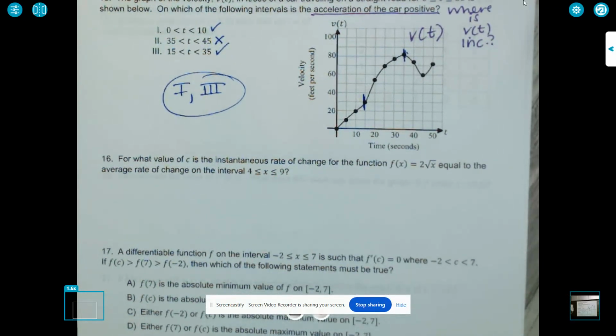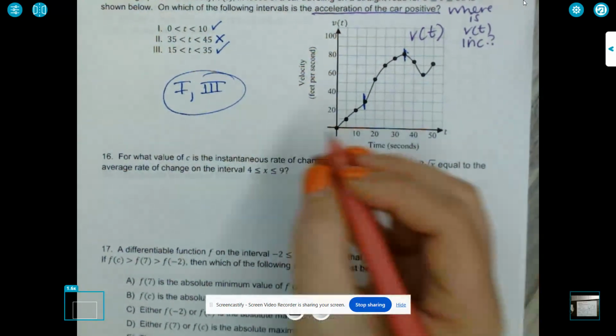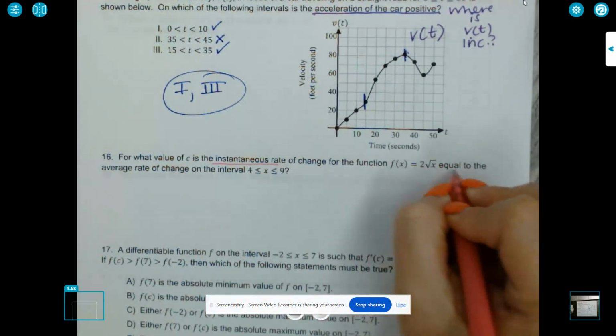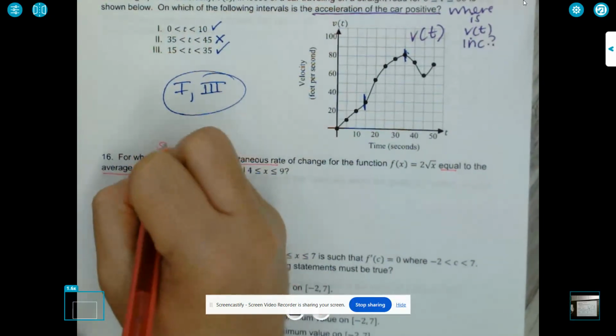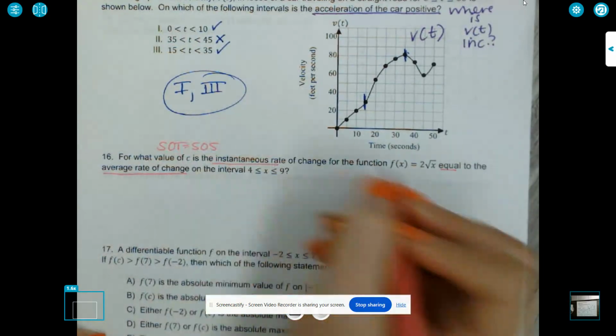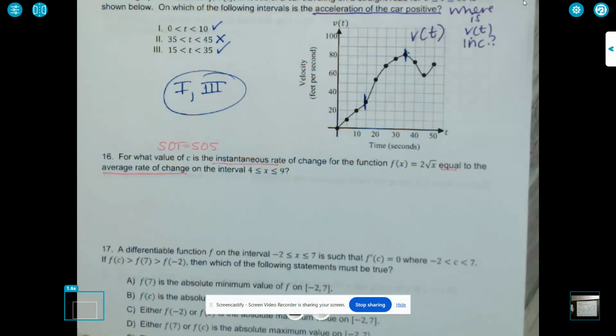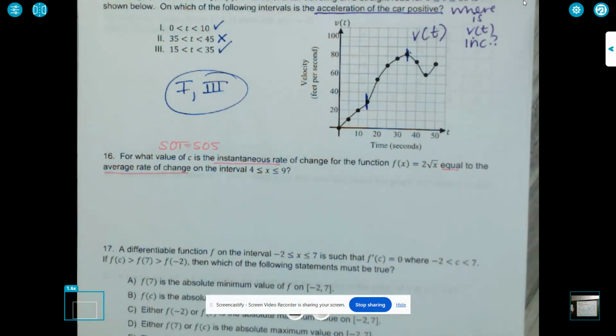All right, 16. For what value c is the instantaneous rate of change for the function f of x equals 2 square root of x equal to the average rate of change on the interval 4 to 9? Okay, so instantaneous equal to average. So that's where our slope of the tangent equals our slope of the secant. Well, in order to do this, we need to calculate our derivative.